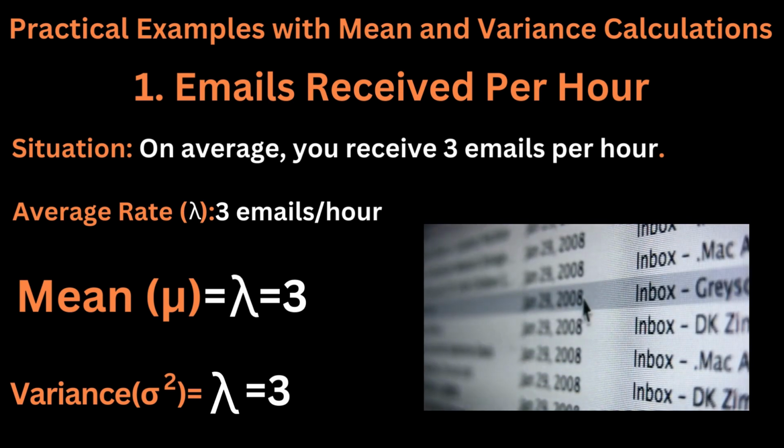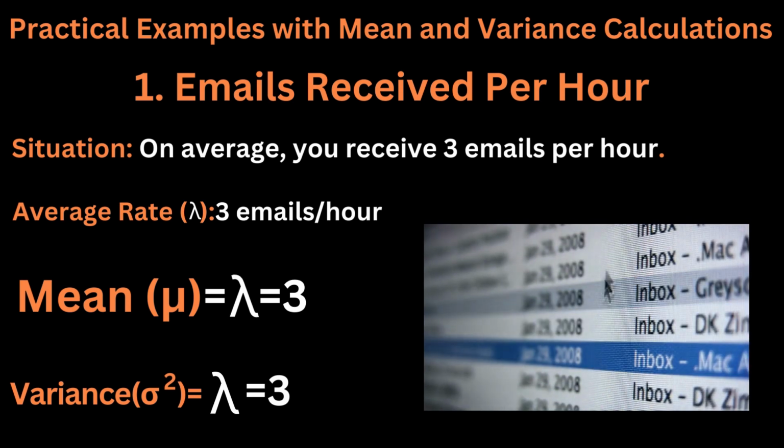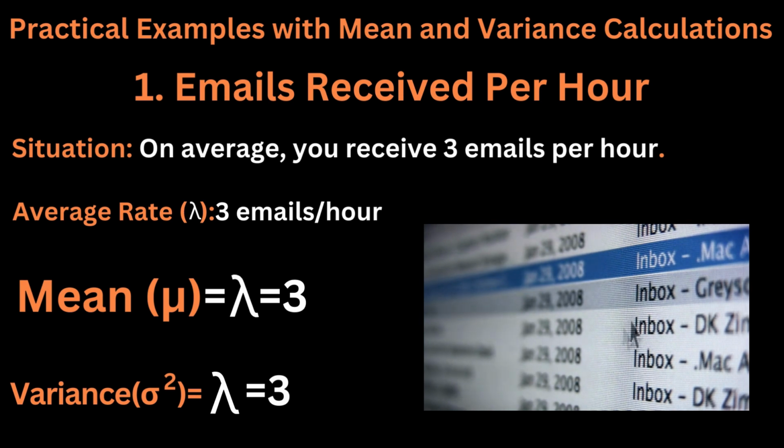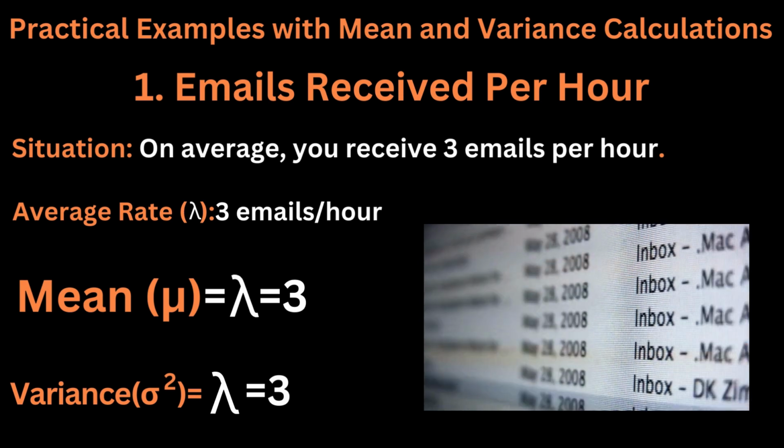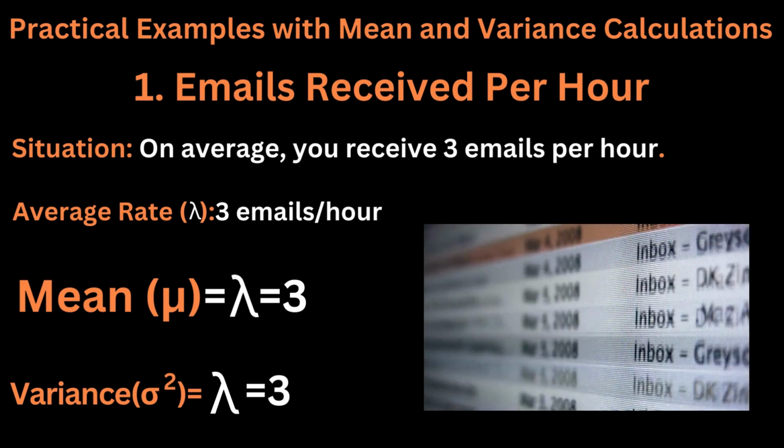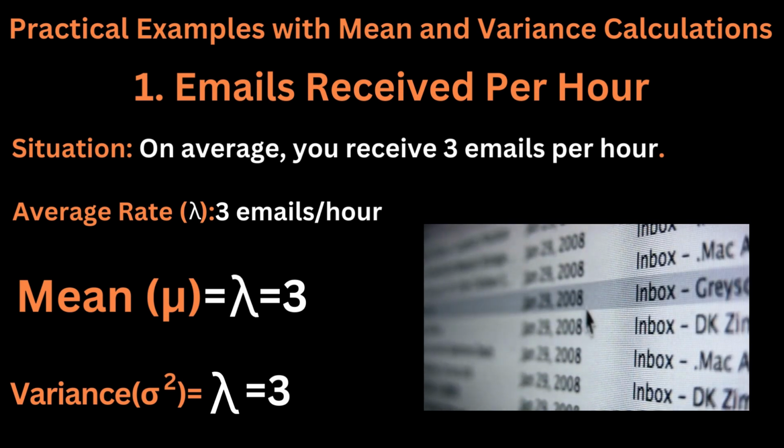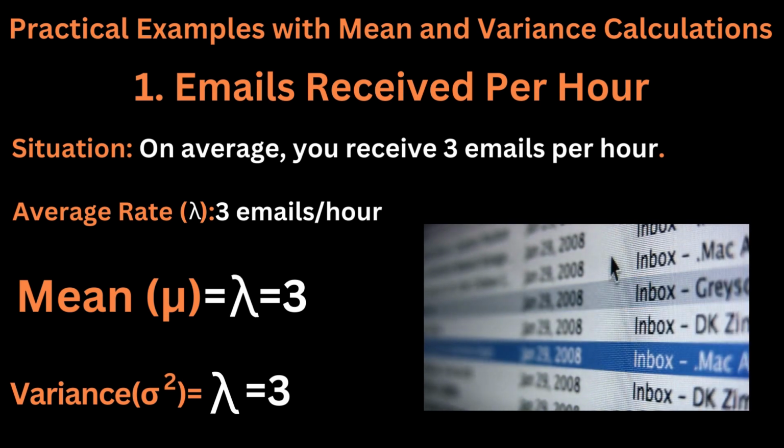Number 1, emails received per hour. On average, you receive 3 mails per hour. So average rate equal to 3 emails per hour. Here mean mu or lambda equal to 3. Variance and mean are the same. So variance lambda equal to 3.